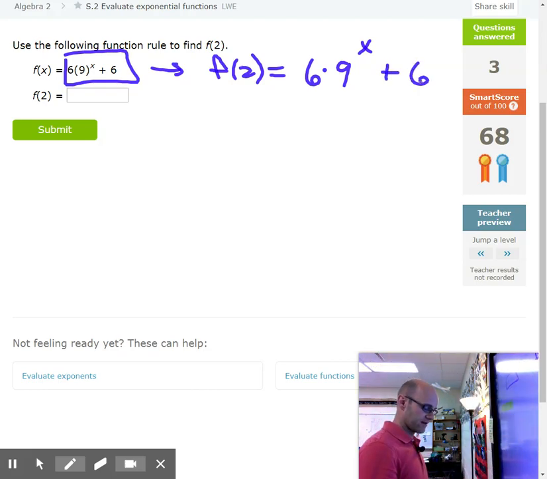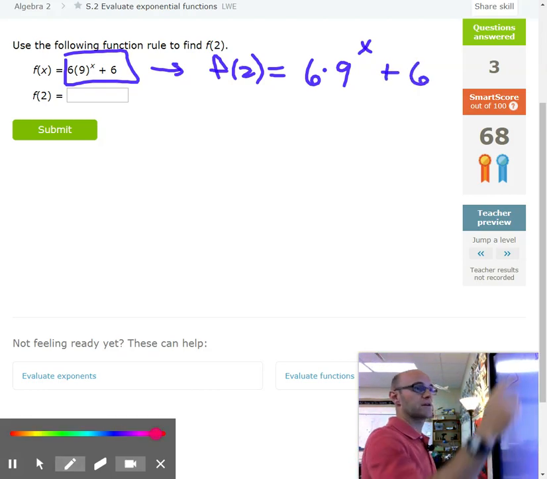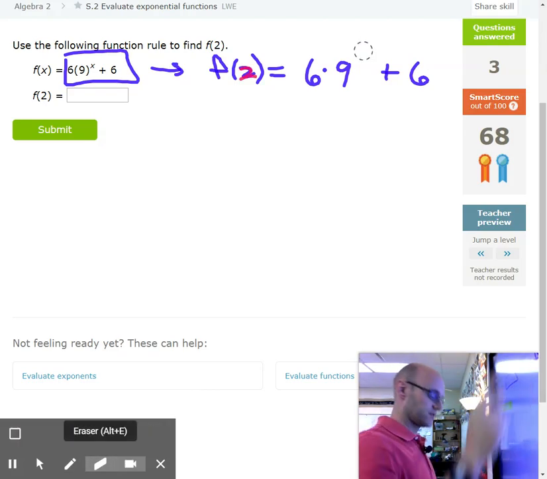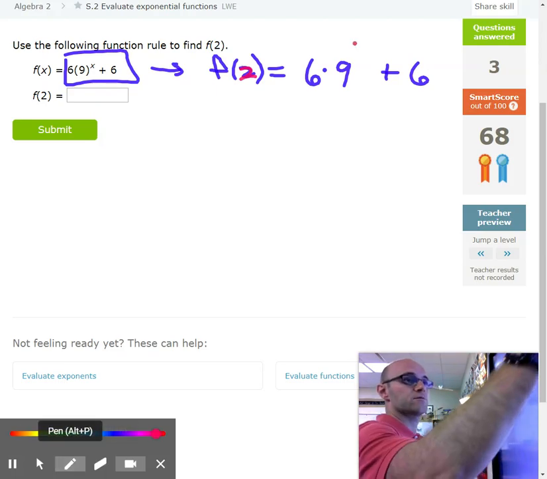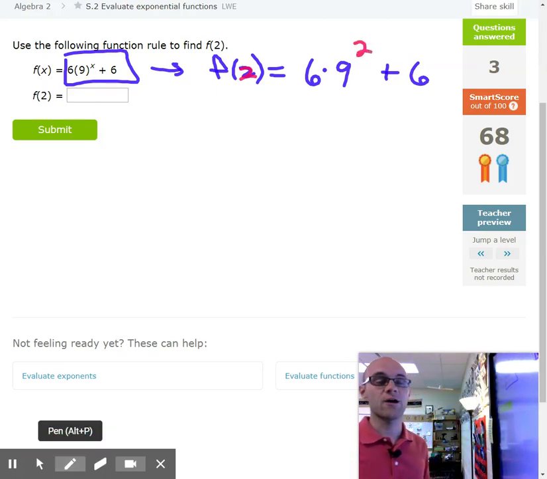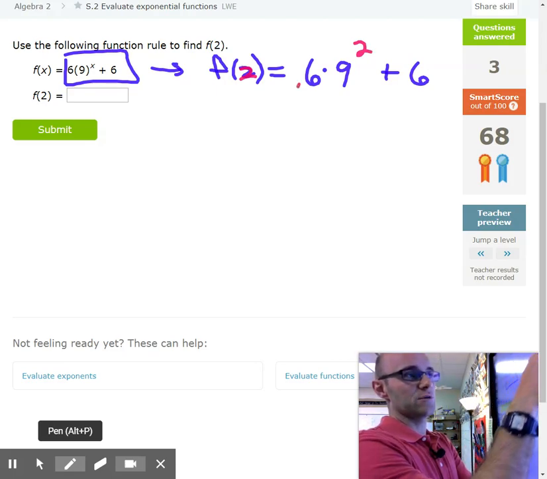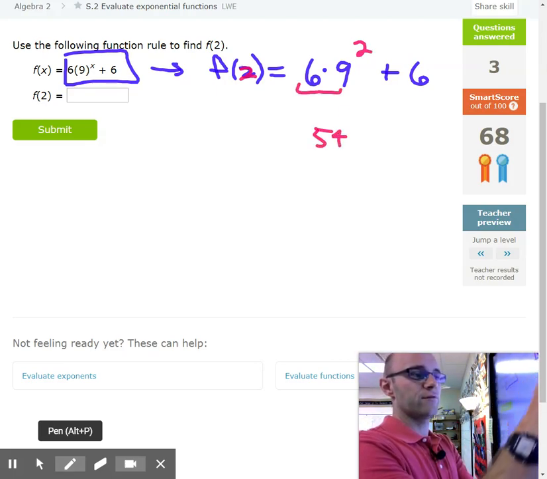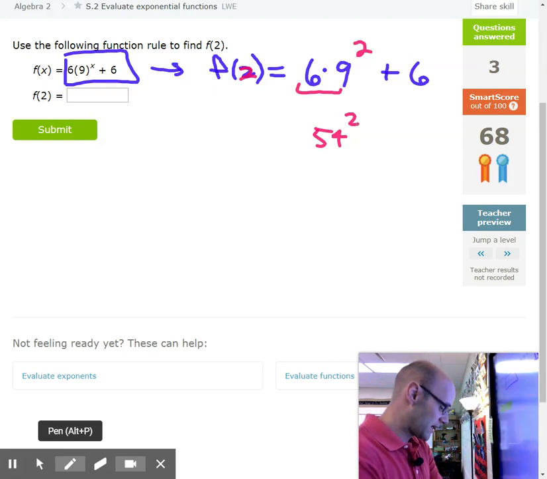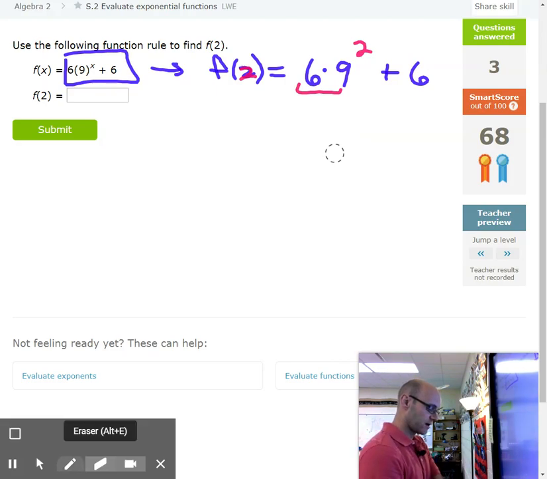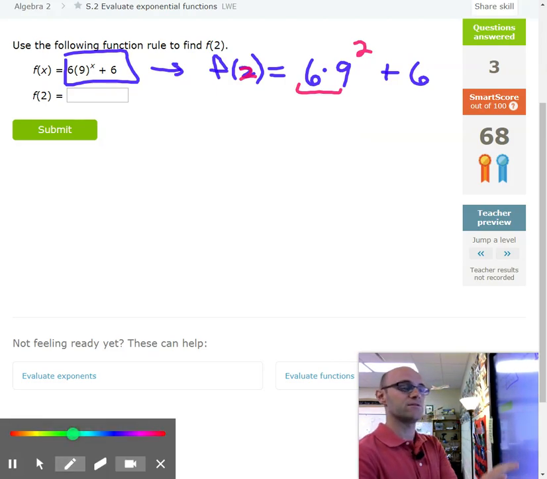Now, if they want us to find f of 2, we need to go in here, and where we see the x, we can erase it, plug in our 2. All right, so we'll plug in a 2, and we got to work this out. Some students would mess this one up because they'd say, well, 6 times 9 is 54, and 54 to the second. Slow down there. What do you have 2 of? What does the exponent talk about having 2 of?